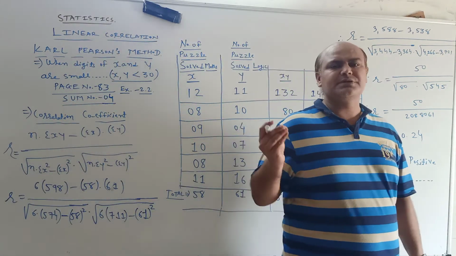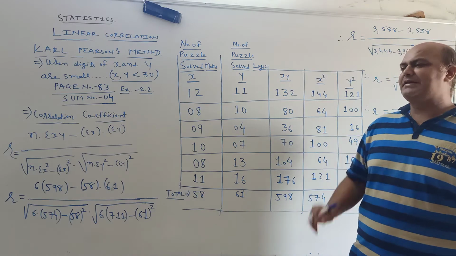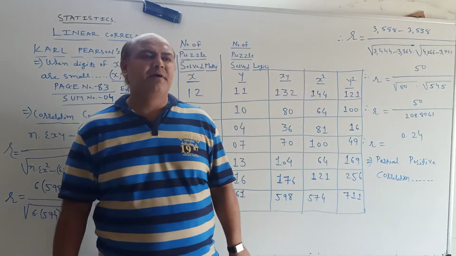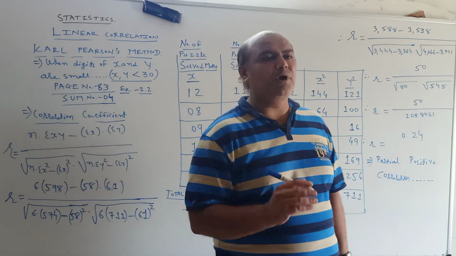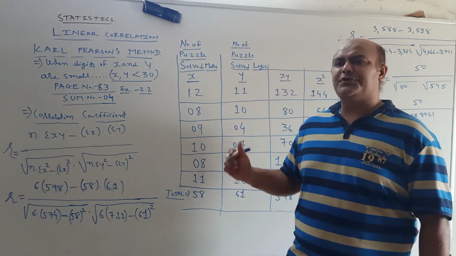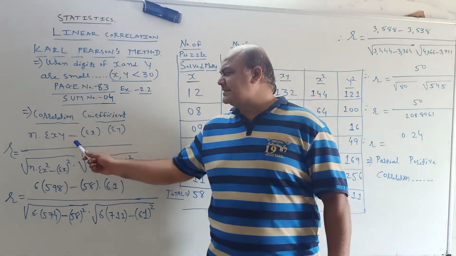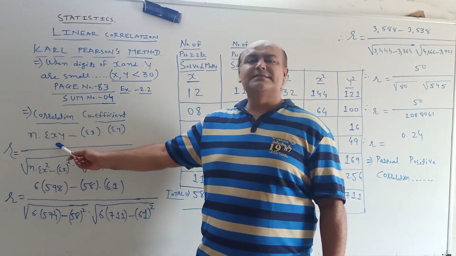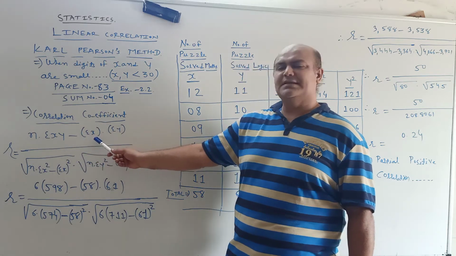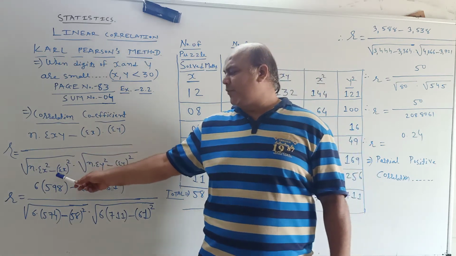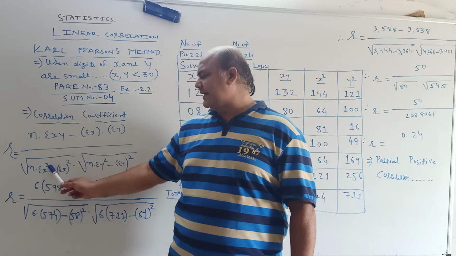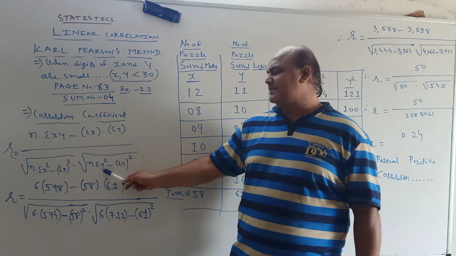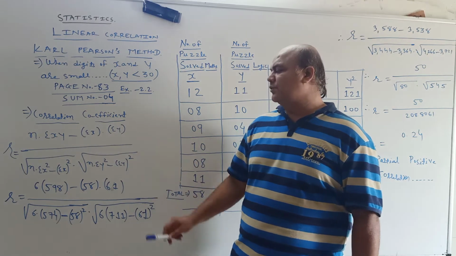By this way, the additional columns are ready: 3 additional columns, xy, x square and y square. After preparing this raw material, we have to apply the formula. The formula for the correlation coefficient in this method is R equals n sigma xy minus sigma x into sigma y, upon under root of n sigma x square minus sigma x the whole square, into second under root of n sigma y square minus sigma y the whole square.